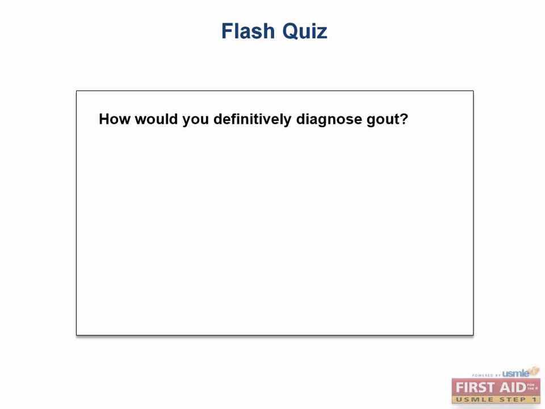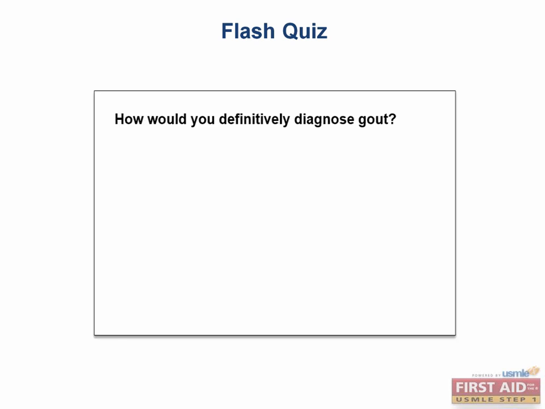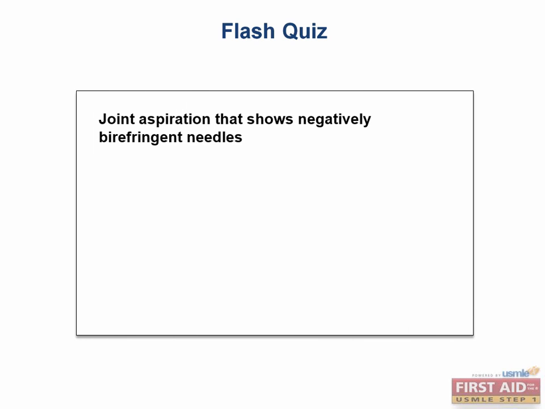How would you definitively diagnose gout? Do a joint aspiration, and that should reveal negatively birefringent needles.